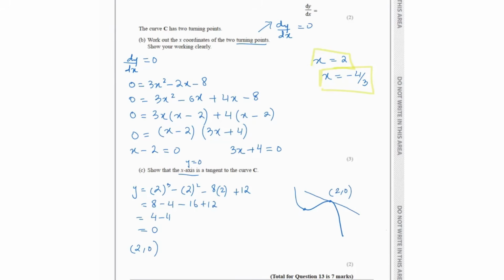Or what you could have done was put the other one in the equation, -4/3, and that would have shown you that y does not equal 0, which means that point was not a tangent, but this is a tangent. So shown that the x-axis is the tangent to the curve C, because over here, when x is 2, y is 0, and it is a turning point as well, which means your tangent is always at the turning point. It's never crossing the graph. It's always touching the graph outside. So that's how you prove it.